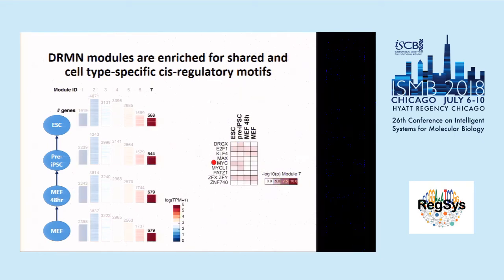I'll also show you an example from the most highly expressed modules. Here's another similar plot. We see some cell type specific enrichment patterns for some transcription factors, including MYC. MYC is a very important regulator of pluripotency, and it was one of the 4 transcription factors that were induced to do the reprogramming in this data set.